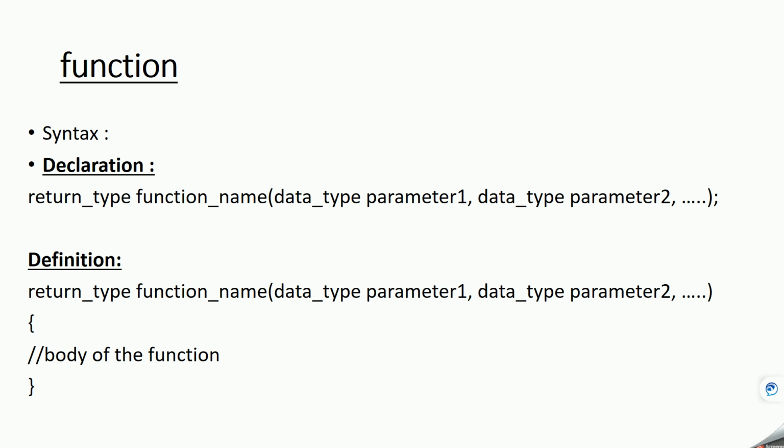Suppose we want to perform the addition operation, so in this case there will be a statement to perform the addition. If you want to calculate the simple interest, so in this case, in the body of this function, there will be some set of statements to perform the simple interest calculation. Let's see it by example.